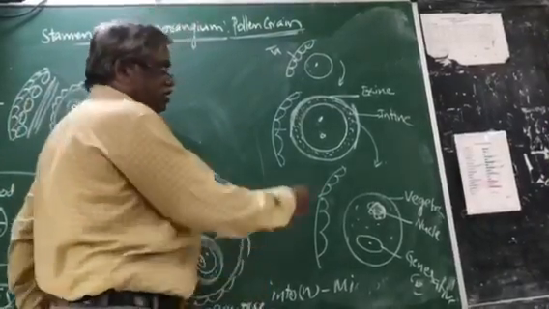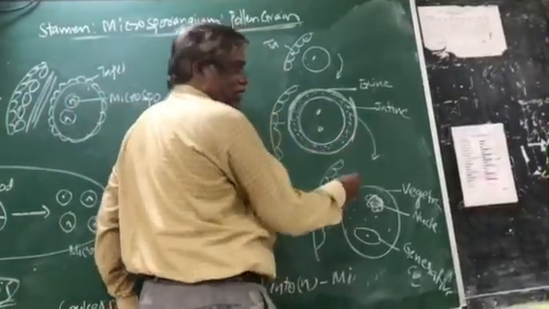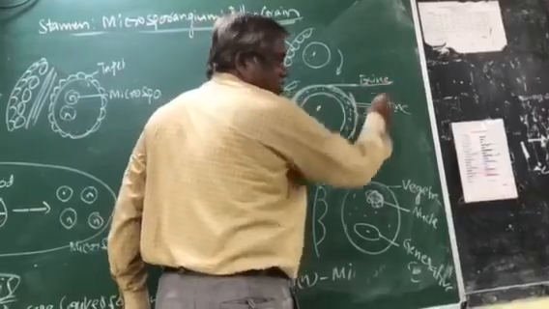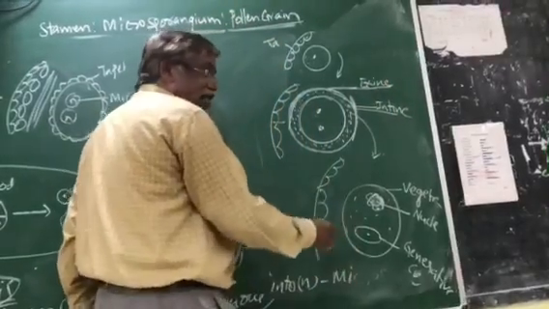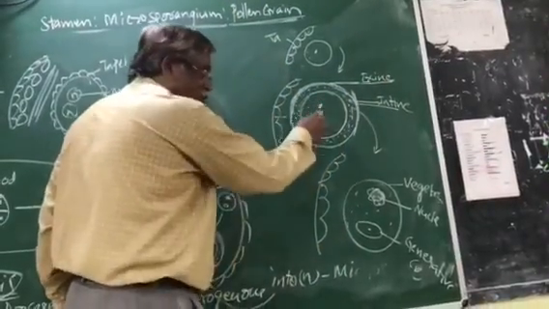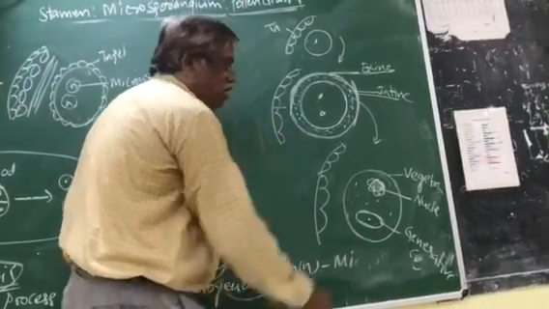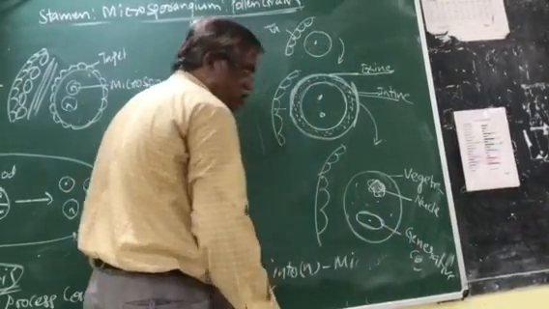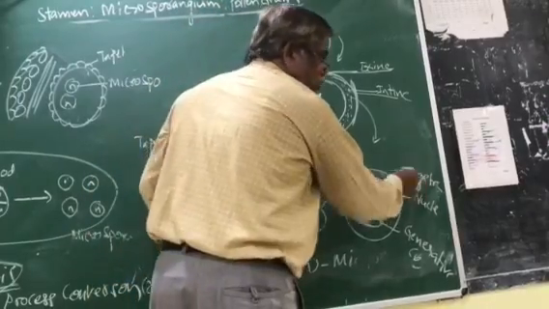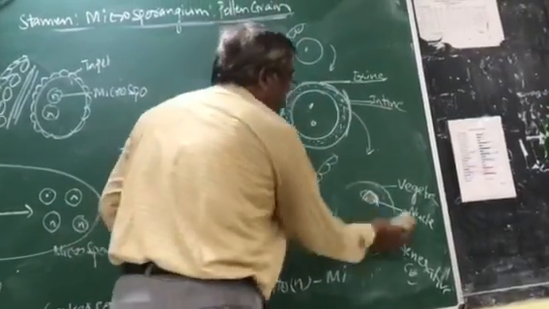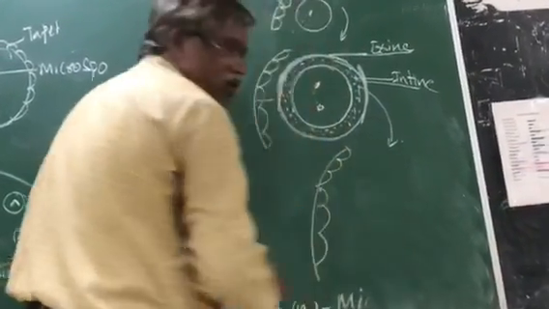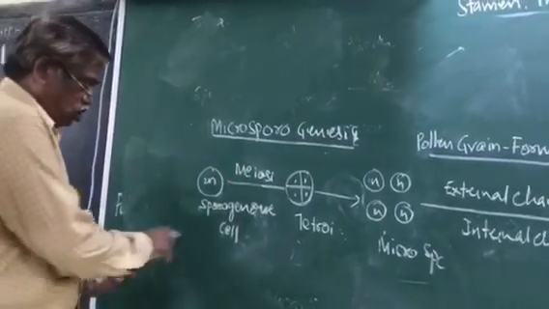Now it is intine, exine. Right. Internally binucleated. This nucleus becomes a cell. This cell is called the generative cell. This cell is called the vegetative cell. And finally, sporogenesis.